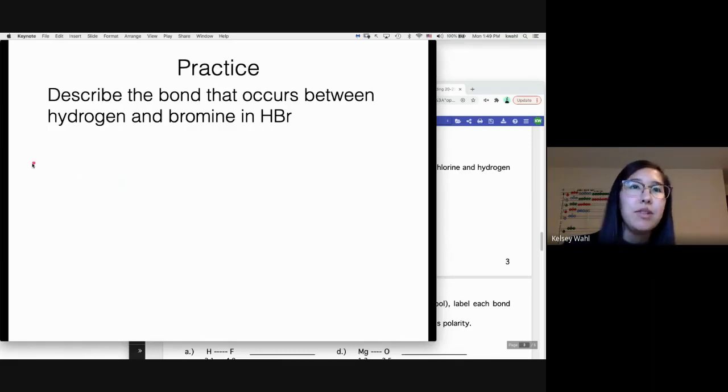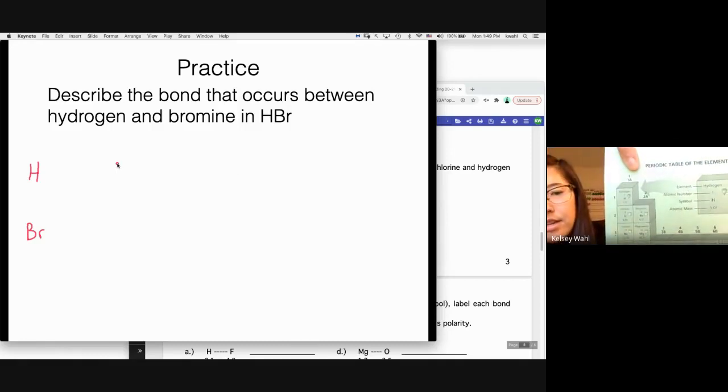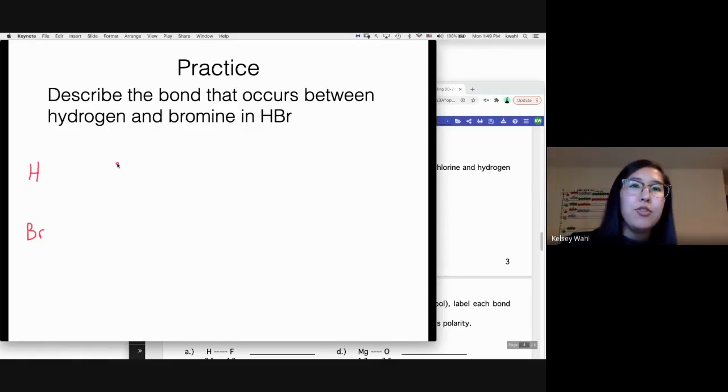So what we want to do is draw the orbital diagrams for H and for Br to look at how they might share their electrons to be happy. To do that, we're going to look up first. Hydrogen is in the S block. It's in the 1s block. So I'm going to draw that orbital diagram.